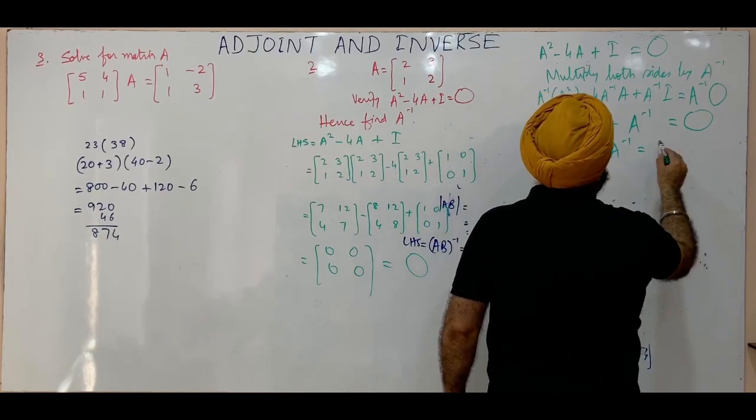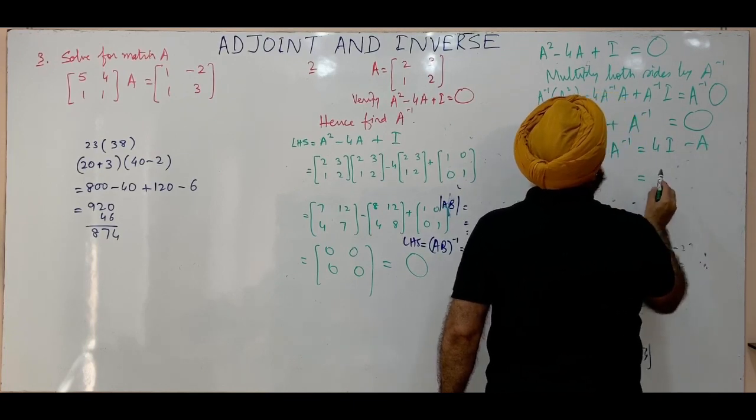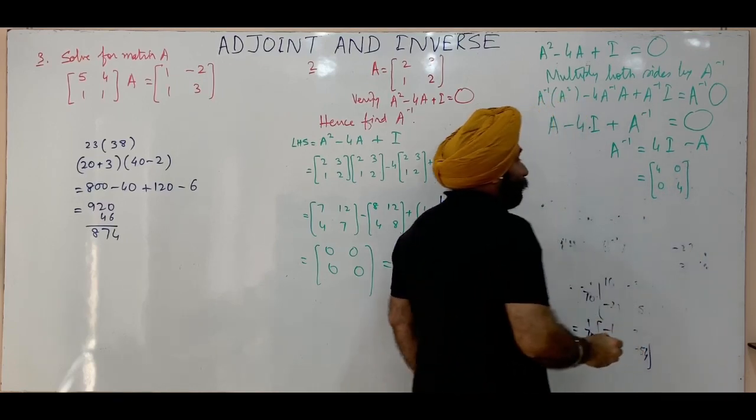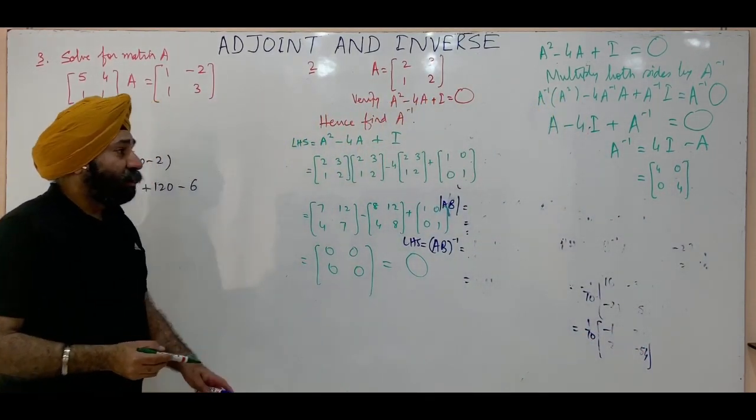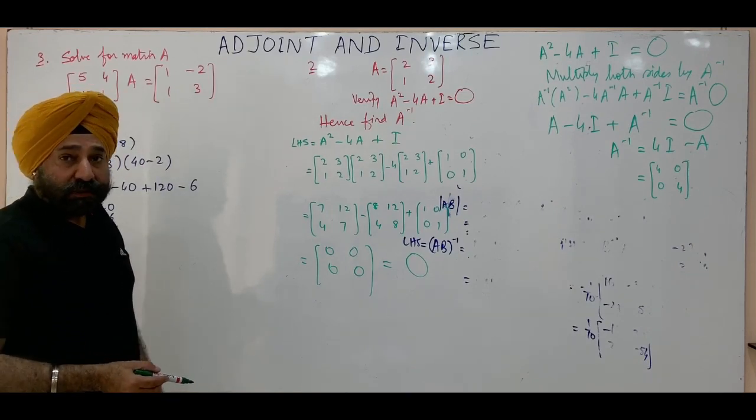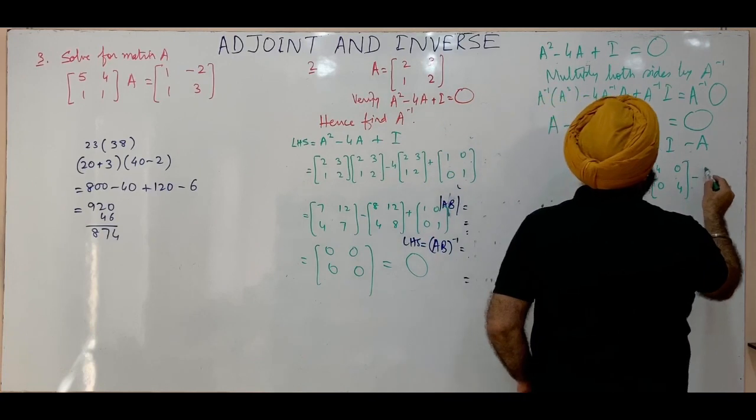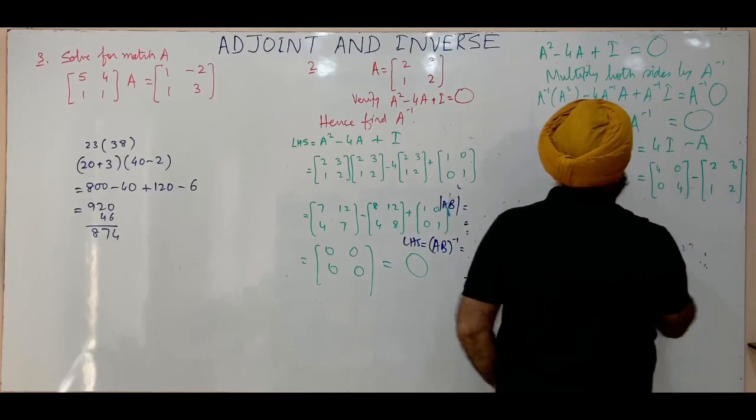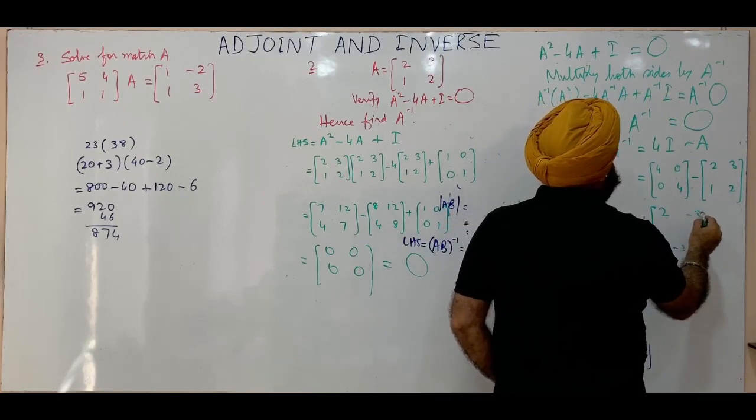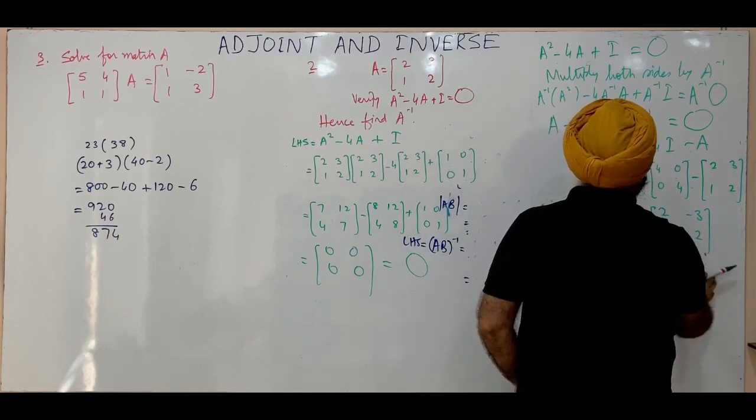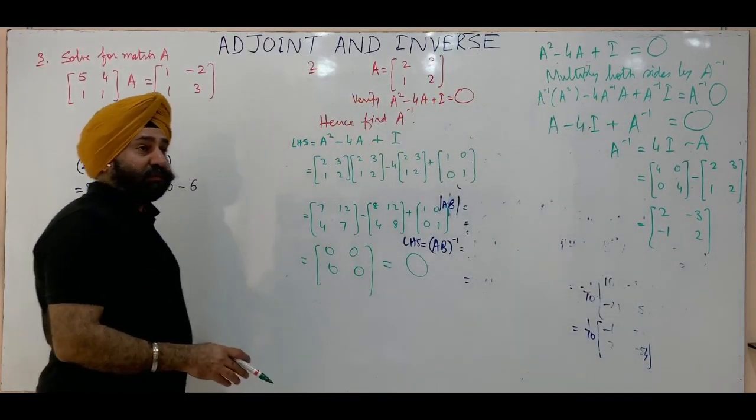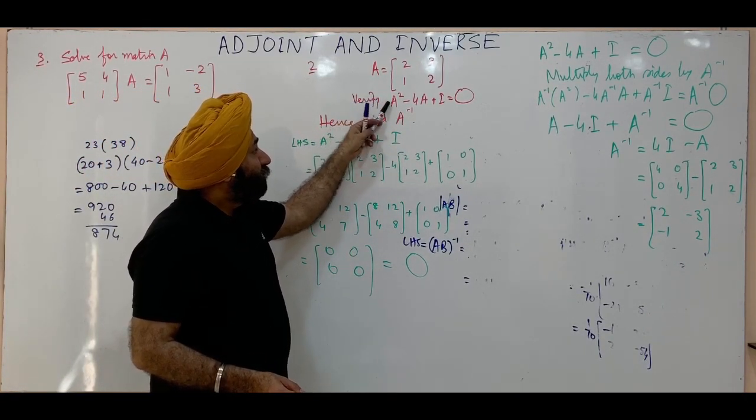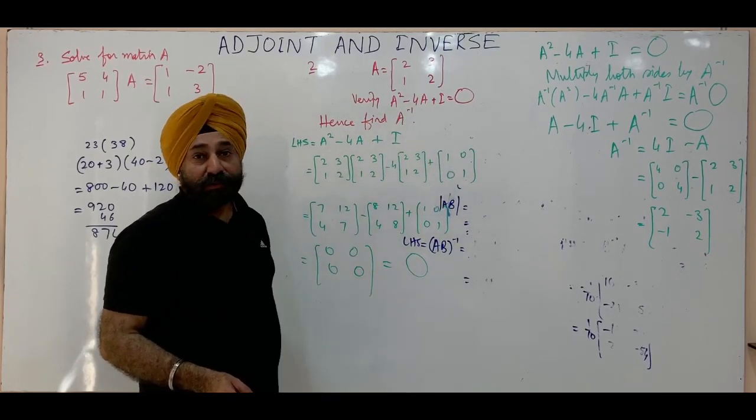So this will give us A inverse as, shift these terms to the right hand side, 4I. This will be 4, 0, 0 and 4. I is identity matrix, 4I is a scalar matrix, minus A. This is 2, 3, then we have 1 and 2. This is minus 3, 0, minus 1. So this is A inverse. This is how we hence find out A inverse. Hence, I repeat, hence find A inverse means use the verified result to get value of A inverse.